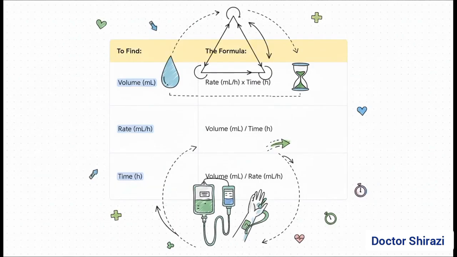And what's really cool about these IV calculations is that volume, rate, and time are all connected. You can think of them like a little family. As this chart shows, if you know any two of them, you can always find the third. Need to find the rate? It's just volume divided by time. Need the time? It's volume divided by rate. It's all the exact same relationship, just shuffled around.